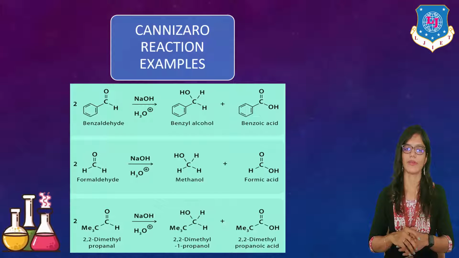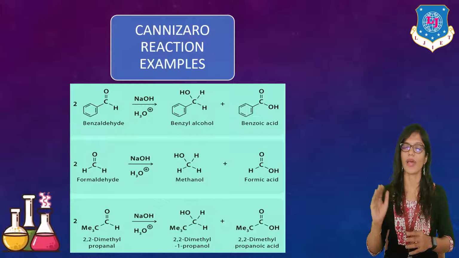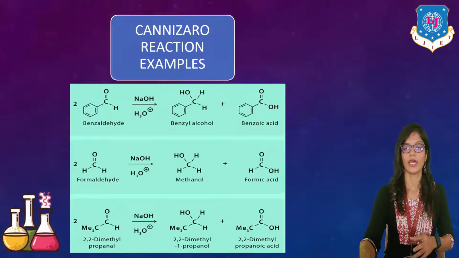The third one that we will have here is the conversion of 2,2-dimethylpropanal. Here we will take two parts of 2,2-dimethylpropanal and react it with NaOH and H3O+. Both of them are converted to 2,2-dimethyl-1-propanol plus 2,2-dimethylpropanoic acid. As you can see, the CHO group will be converted into an OH group and a COOH group, right?